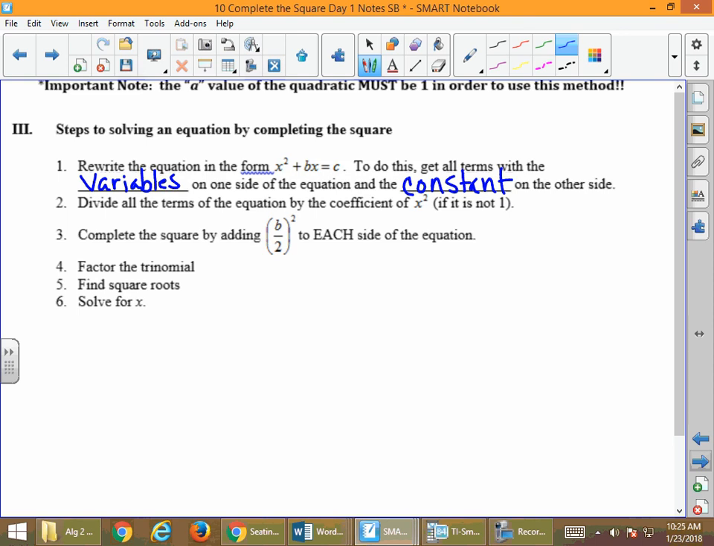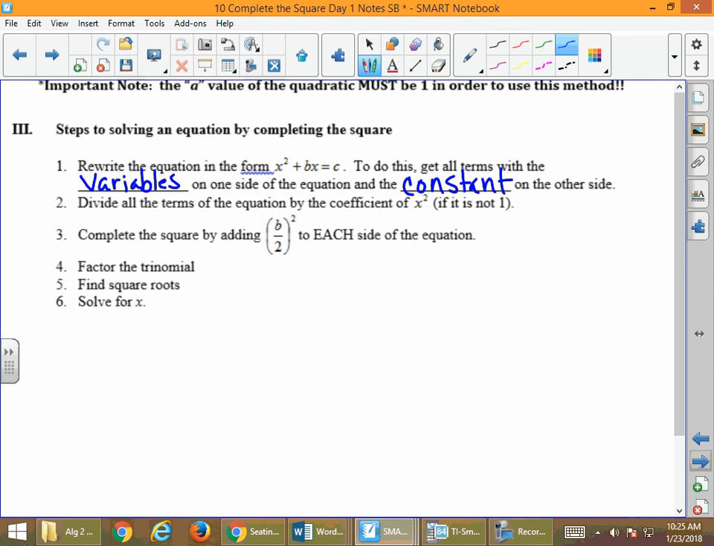Second step, which we're not going to use today, says divide all the terms of the equation by the coefficient of x squared, if it isn't 1. Today it's going to be 1. So that's the step that we're going to have to use tomorrow. Step 3, we're going to complete the square by adding b divided by 2 squared. That's what we just wrote. Divide b by 2, then square it. That's that. And we have to add that to each side of the equation. We're going to factor the trinomial. We're going to find the square roots. And then we're going to solve for x.